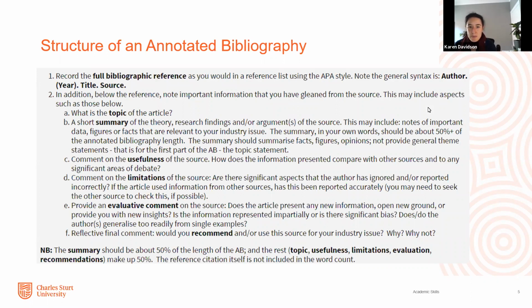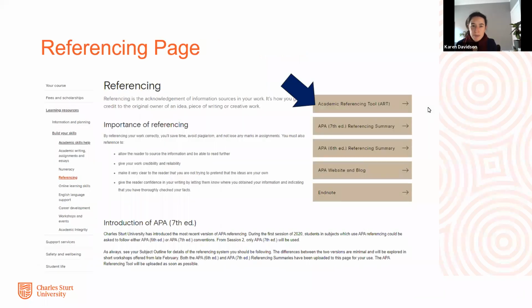This means that we need to write a note on texts like books, magazines, journal articles, online and hard copy, and websites and fact sheets. You'll need to include a reference list entry in APA style. So use the models in the academic referencing tool, or ART, or the APA referencing summary on the referencing page for models of different source types. You can find those resources and more on the referencing page. Go to the student portal, learning resources, academic skills, and then referencing.